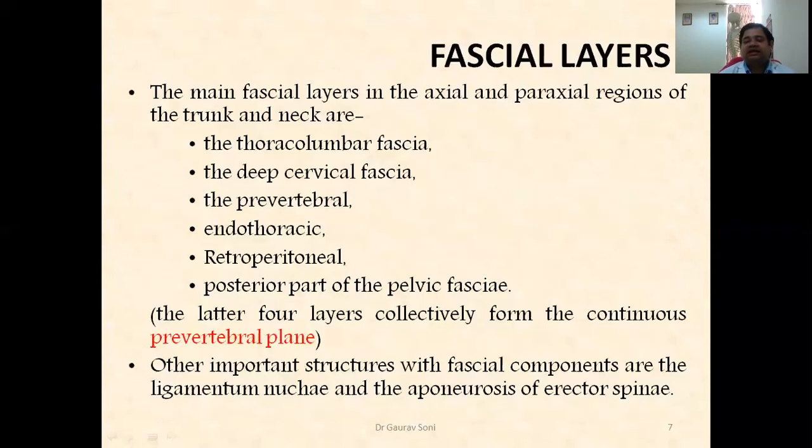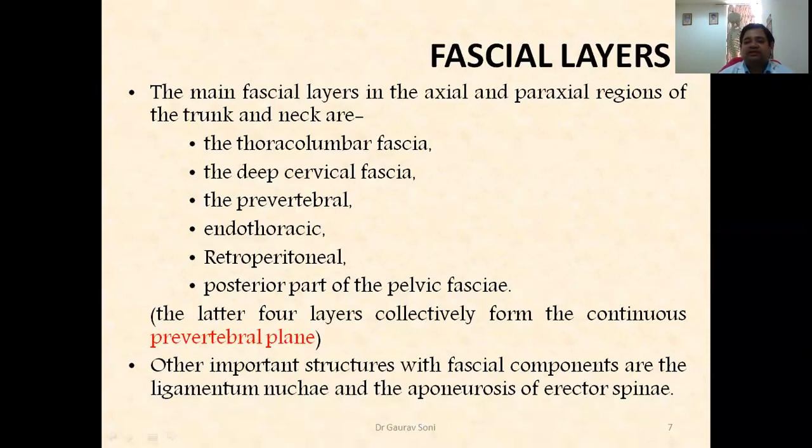Next comes the layer of fascial layers. So fascial layers here are too many, like you can see the names here. The main fascial layers in the axial and paraxial areas are thoracolumbar, deep cervical fascia, prevertebral, endothoracic, retroperitoneal, and posterior part of pelvic fascia.